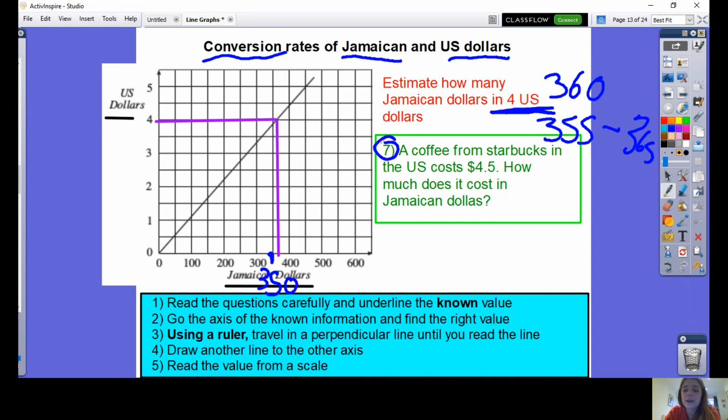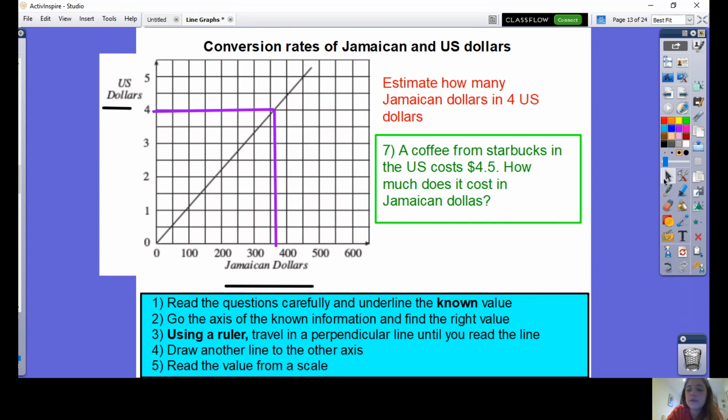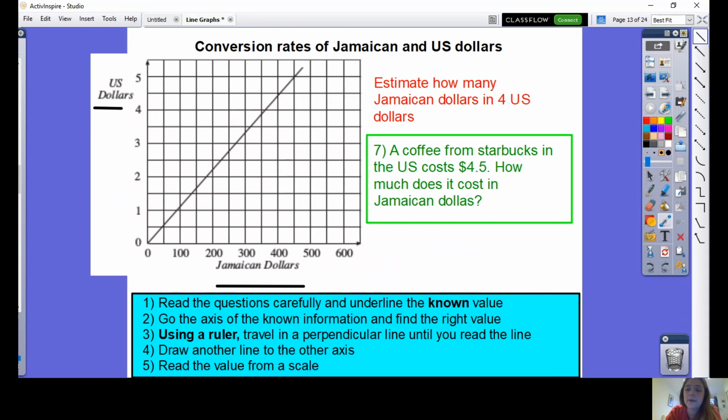This is question 7 of your input. Well done if you've done all of the questions so far. This question says, a coffee from Starbucks in the US costs $4.50. How much does it cost in Jamaican dollars? You'll need to find $4.50 in US dollars and then quickly convert that over into your Jamaican dollars. Pause the video and try that question, please.